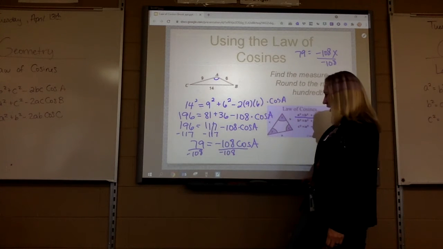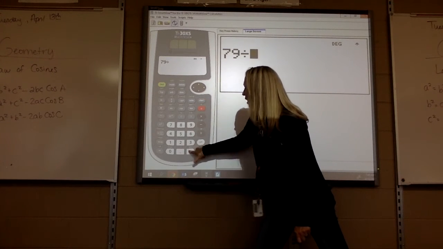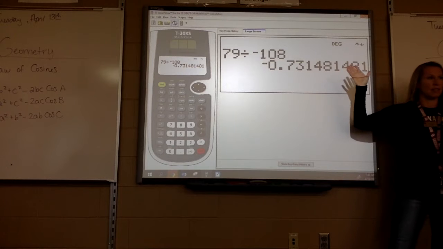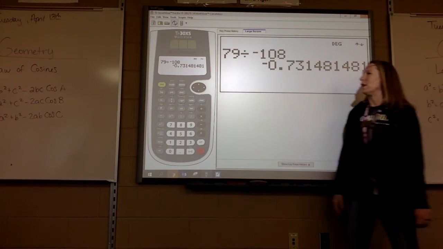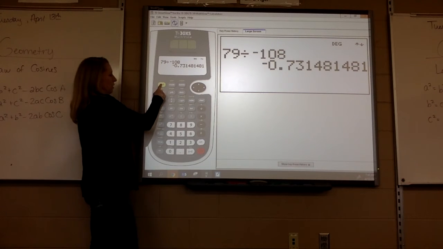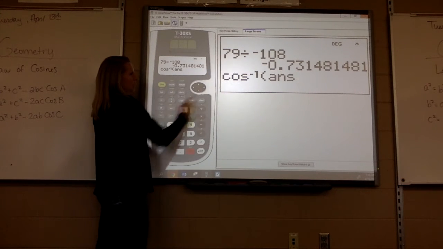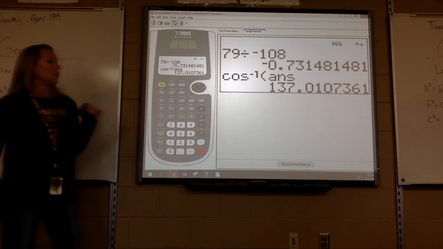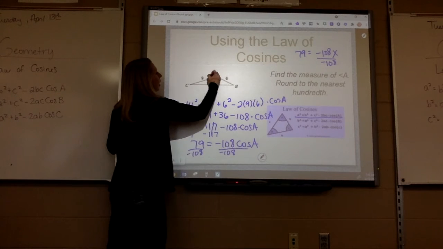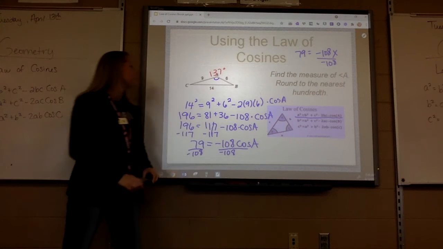So I'm going to do that step in my calculator. 79 divided by negative 108. And you're going to get a decimal that's less than 1. What do you do if you have to find the angle? What button do you push? Second. So I'm going to do second cos, because it's cosine this time. Second answer. I've got to take that answer and plug it in. So my angle is 137 degrees. That's a lot of work, isn't it? I don't know why, this is my favorite. I like this stuff. 137 degrees.